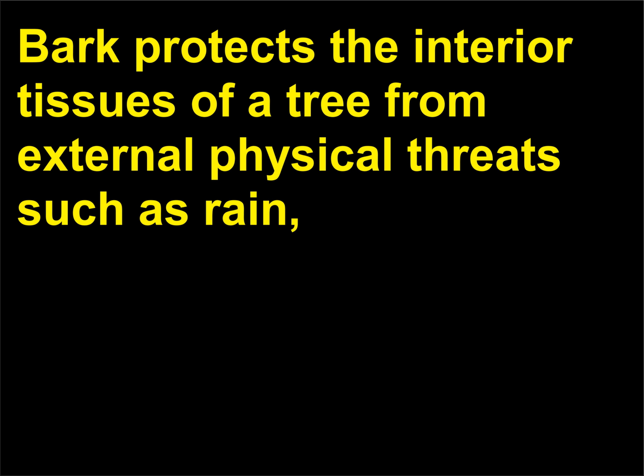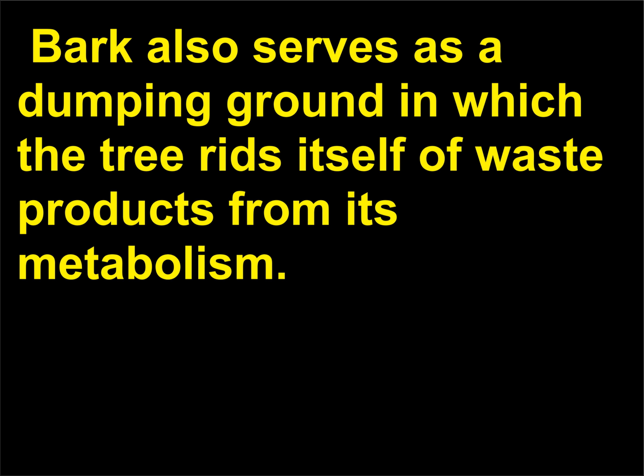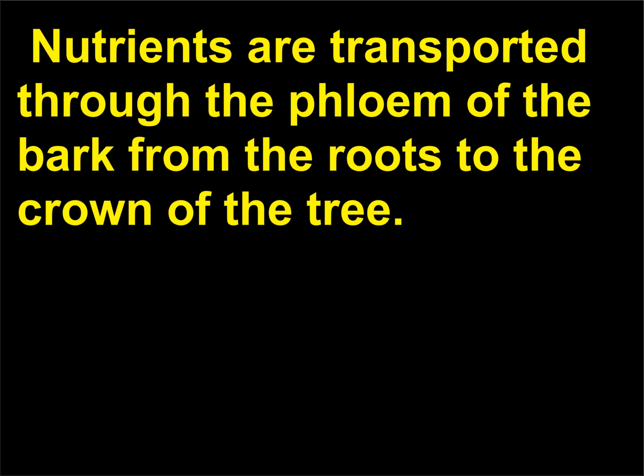Bark protects the interior tissues of a tree from external physical threats such as rain, hail, and snow, and biological threats such as animals, fungi, and bacteria. Bark also serves as a dumping ground in which the tree rids itself of waste products from its metabolism. Nutrients are transported through the phloem of the bark from the roots to the crown of the tree.